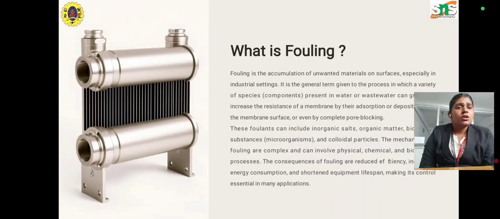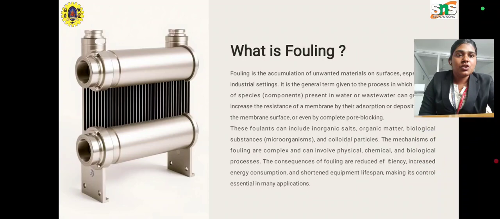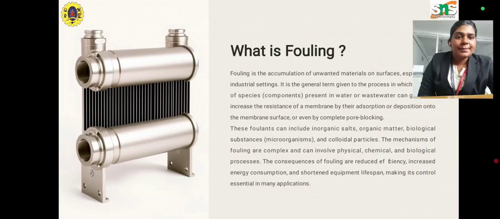So first of all, what is fouling? Fouling is an accumulation of unwanted materials on the surface, especially in industrial settings. It is the general term given to the process in which a variety of species present in the water or wastewater can increase the resistance of a membrane by adsorption or deposition onto the membrane surface or by complete pore blocking.